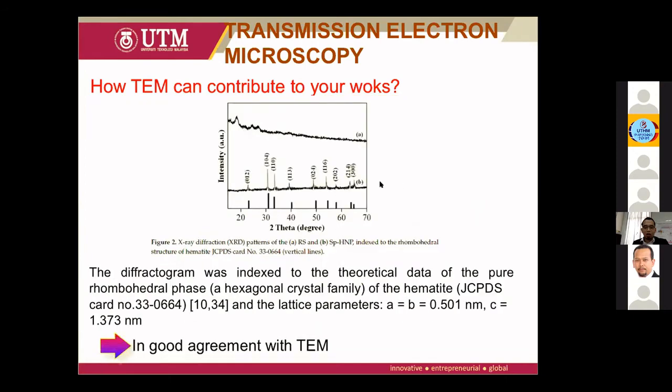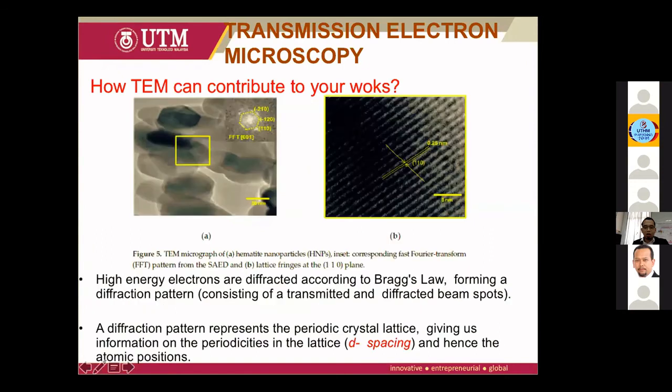So it is in good agreement with our XRD analysis, because we have distinguished already, matching it with the JCPDF file, that the significant diffractogram corresponds to our rhombohedral phase and consists of hematite. Okay, so this is in good correlation with the TEM image that we have.